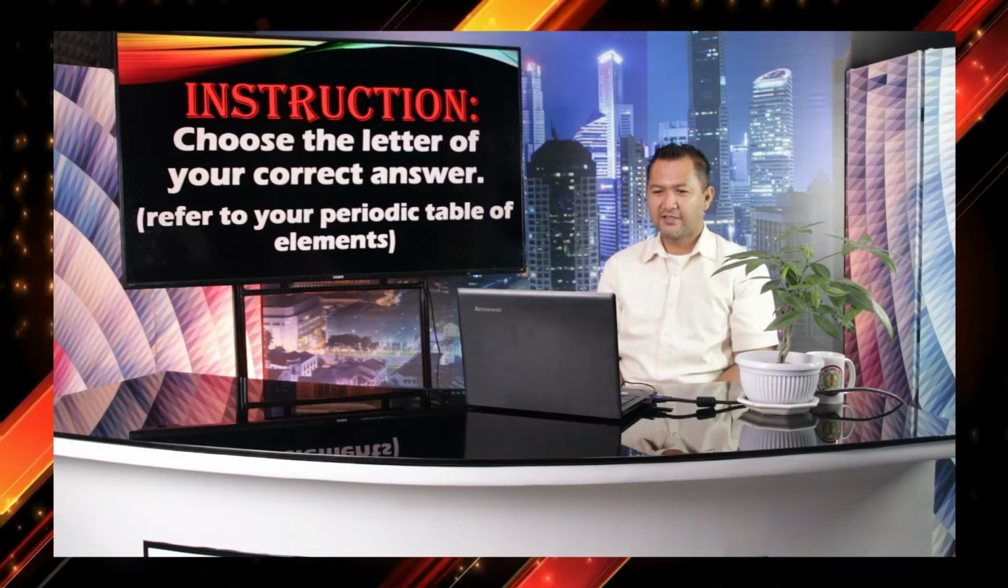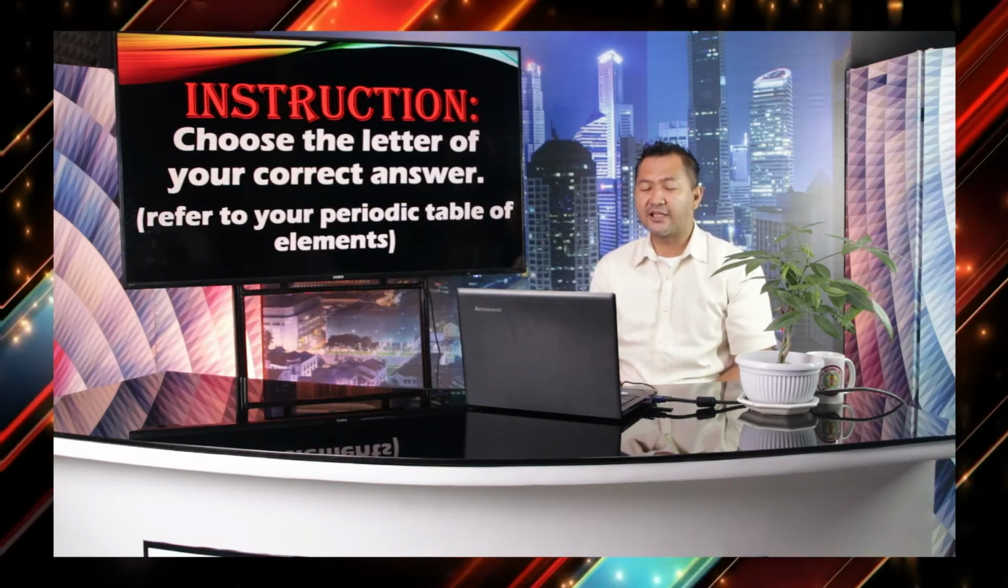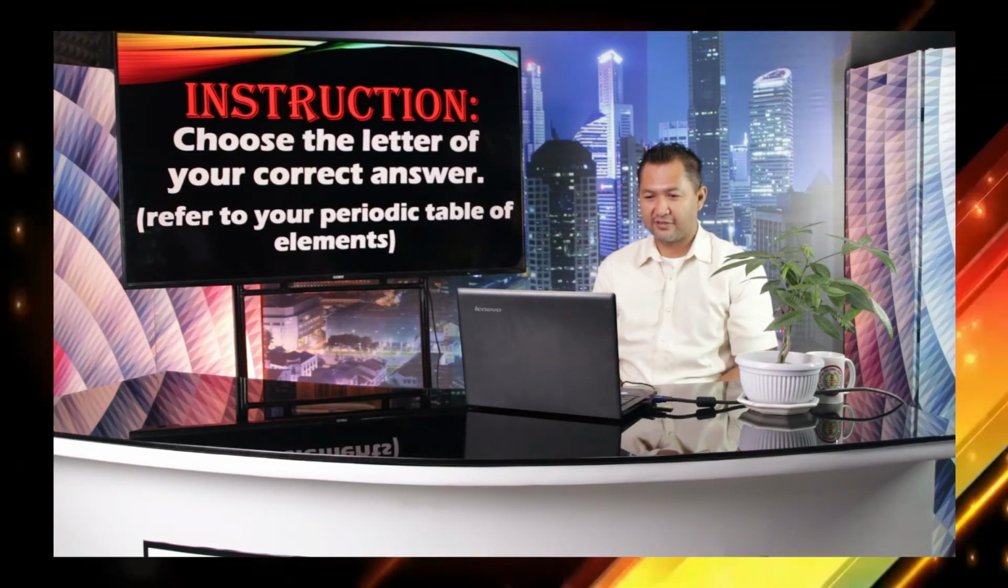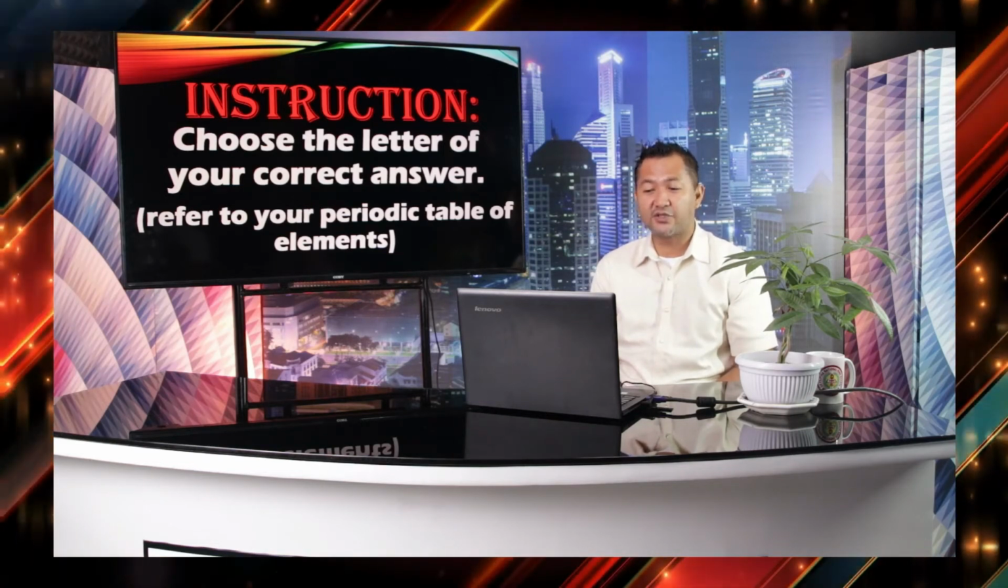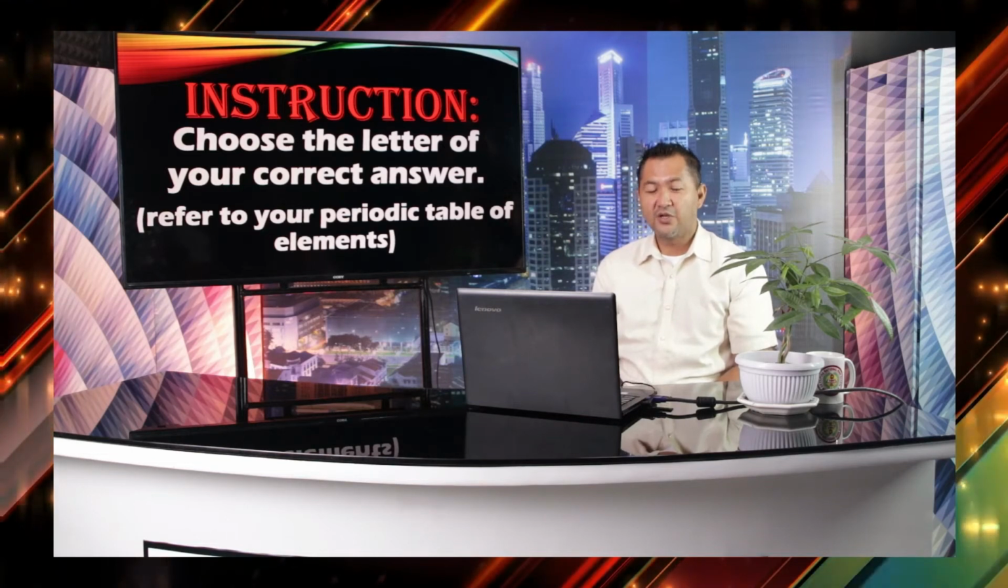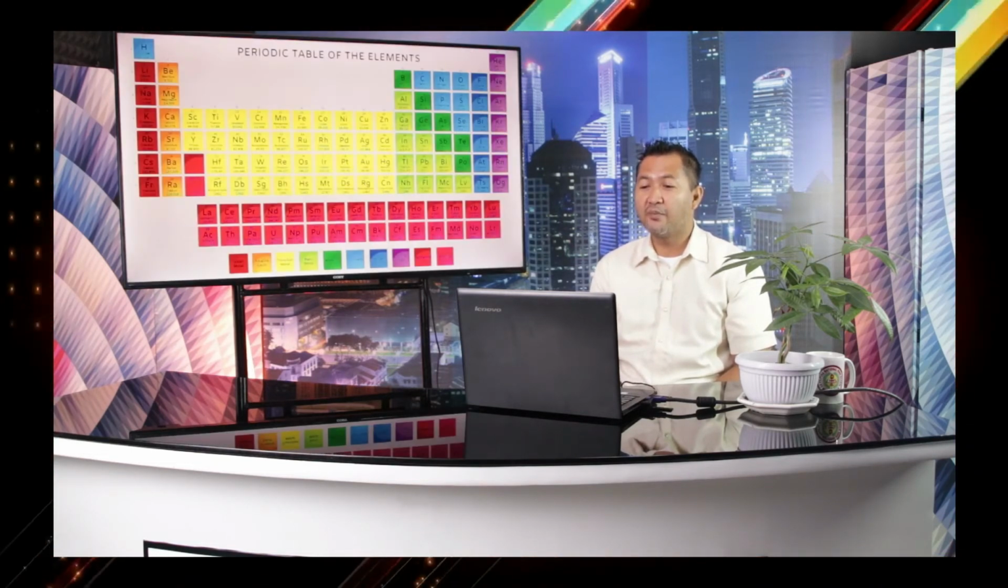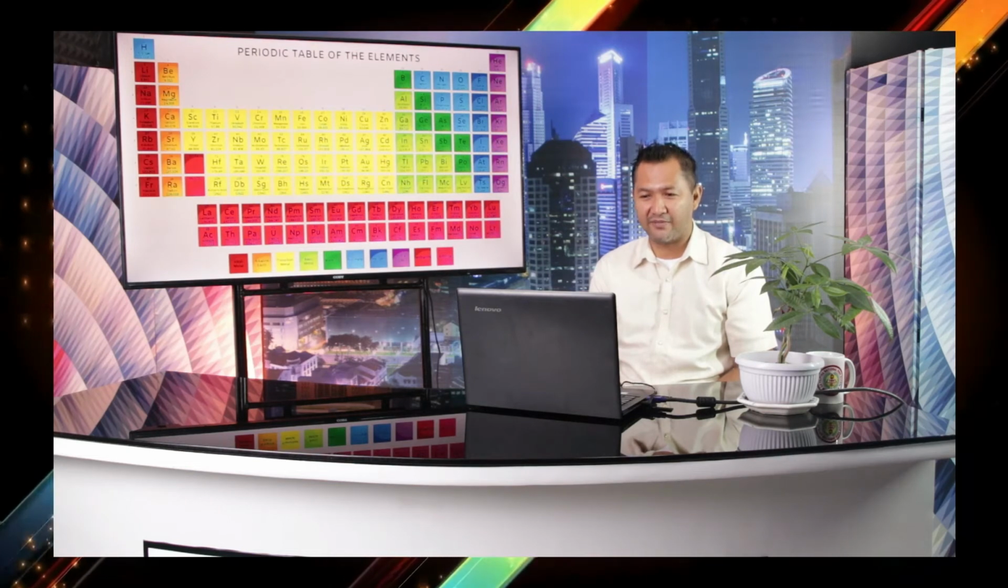Students, in this next activity, let us acquaint ourselves more with atomic number, atomic mass, protons, electrons, and neutrons. This activity is entitled Count Me In. The instruction: choose the letter of your correct answer. You will be given 5 seconds to answer each question. You can refer also to your periodic table of elements.